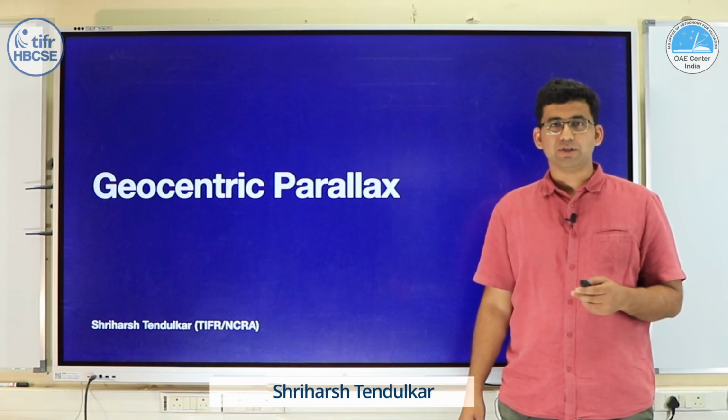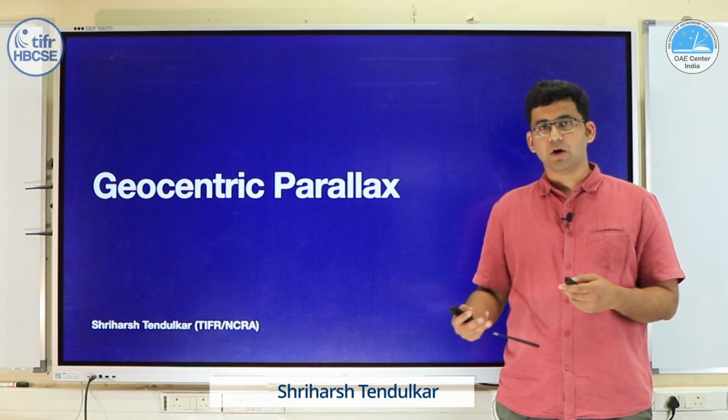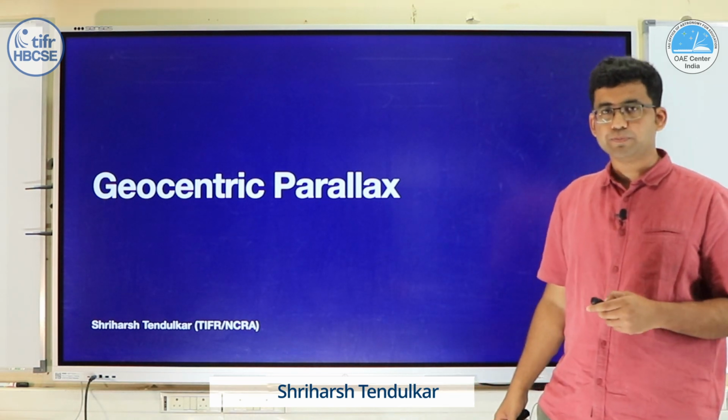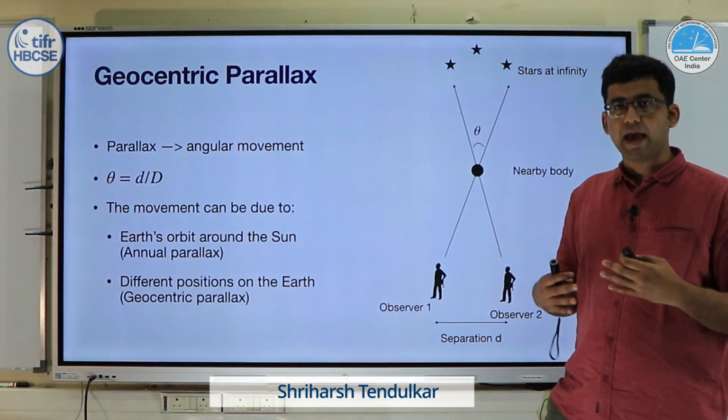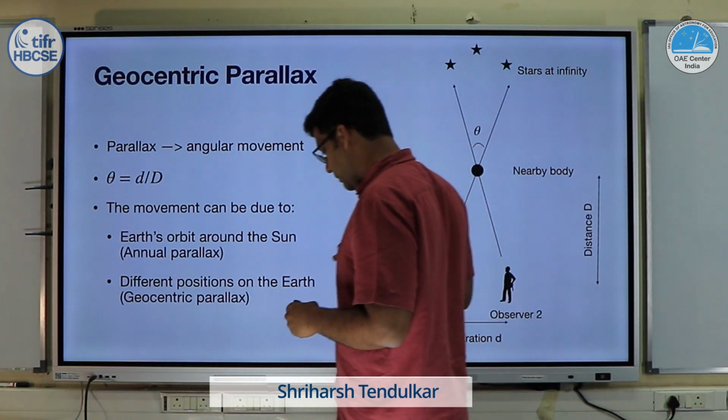Today we are going to talk about geocentric parallax and how it affects our observations of solar system bodies. Simply put, parallax is angular movement. You might have seen diagrams like these.